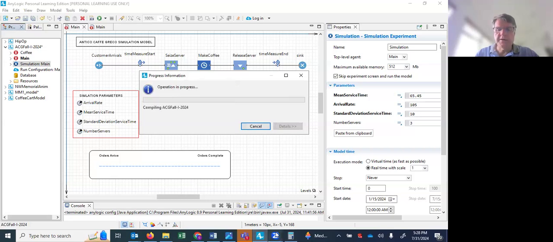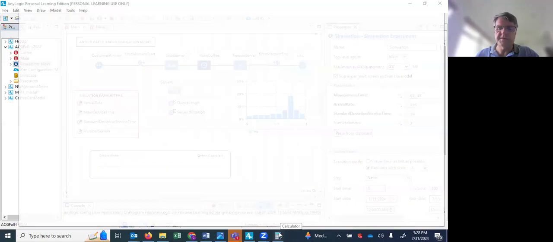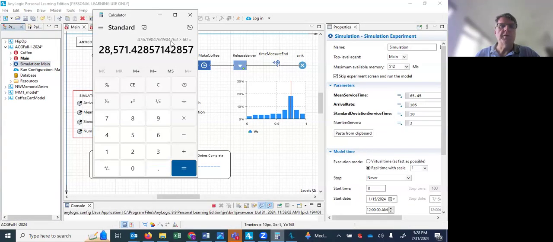So I previously calculated how many minutes we should simulate. I'm going to just revisit that calculation with you. We can only do 50,000 instances or customers, flow entities in this model because it's the free version. So 50,000 divided by 105 was something like 476 hours. Multiply that by 60 is 28,000 minutes. So I'm going to run this thing.